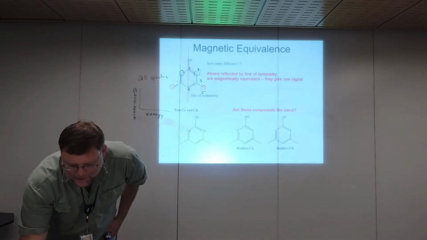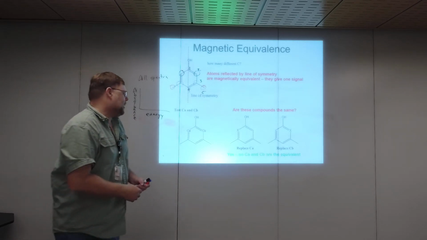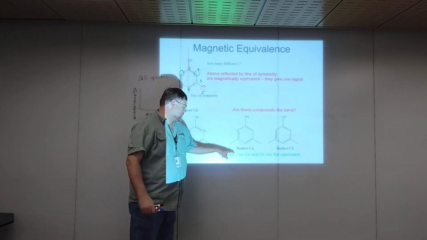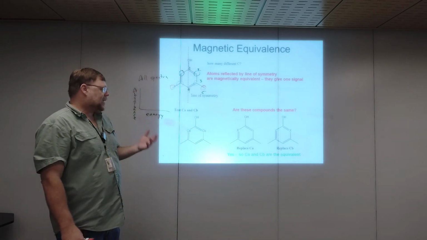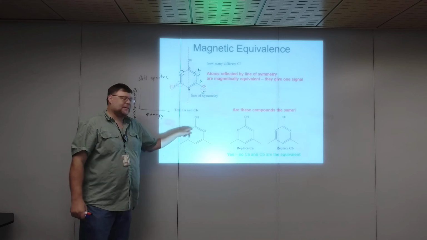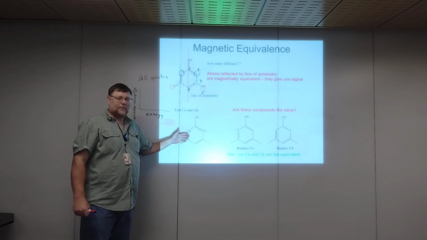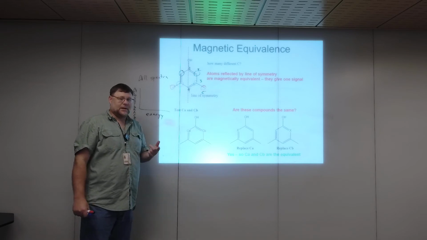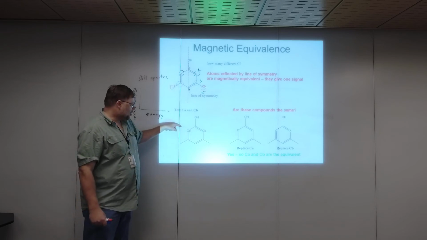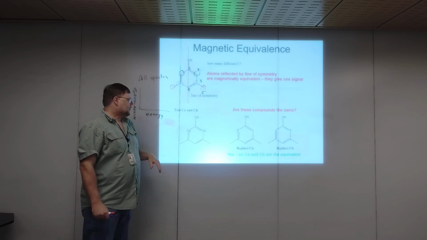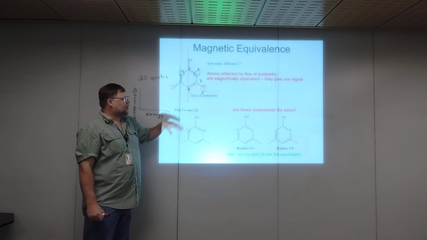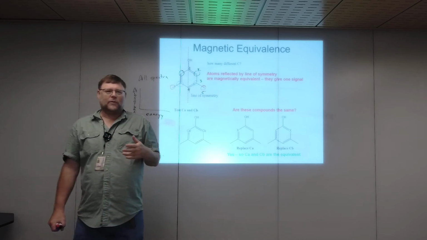And because they're the same, that means Ca and Cb are equivalent, right? If you do a chemical reaction with this molecule, Ca and Cb will react the same. If you take an NMR spectrum of the molecule, Ca and Cb will give one signal, the same signal. And in fact, the protons on Ca and Cb in the proton NMR will give the same signal. So being able to determine magnetic equivalence, chemical equivalence is really important.